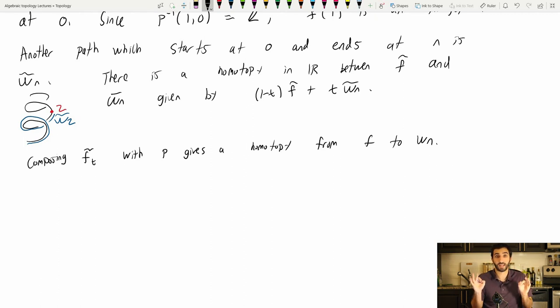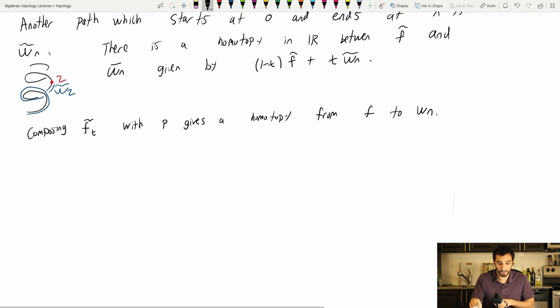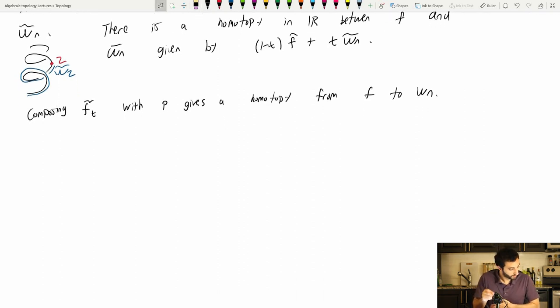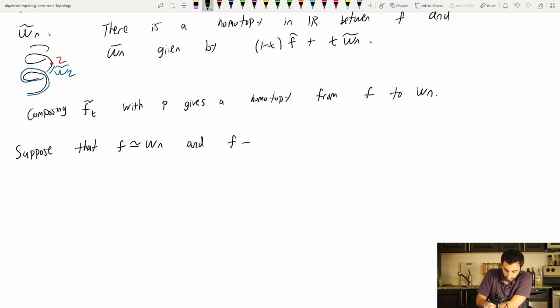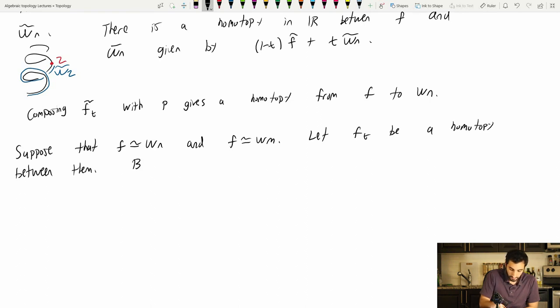The next thing to show is that the loop that runs around n times is not homotopic to the loop that runs around m times. So let's just prove this by contradiction. Suppose that f was homotopic to omega n and f was homotopic to omega m. Now let f t be a homotopy between them. By corollary 2, I'm allowed to lift homotopies to covering spaces.